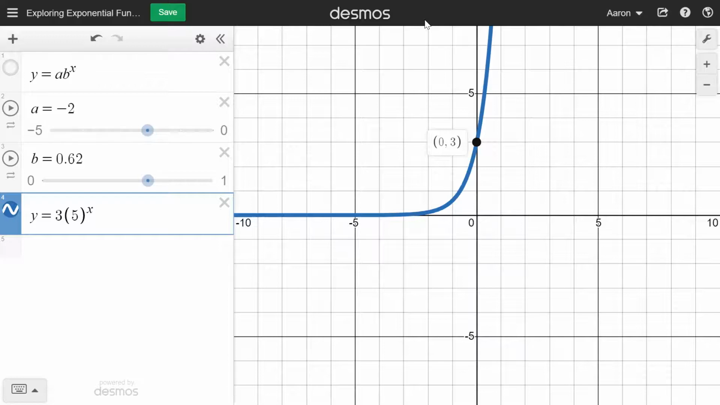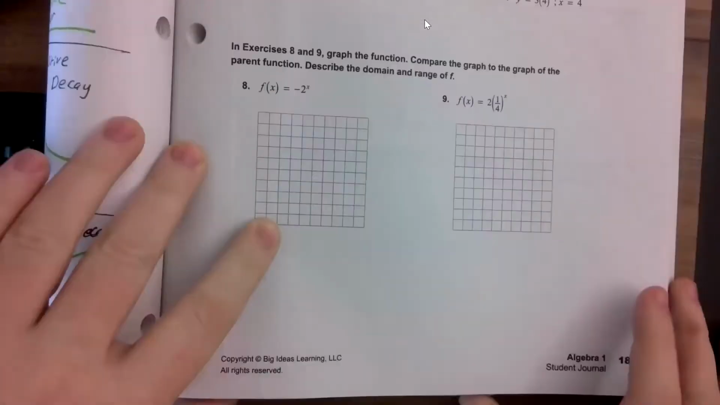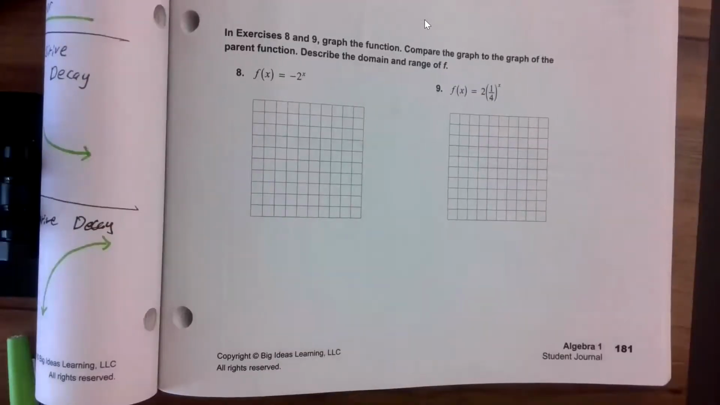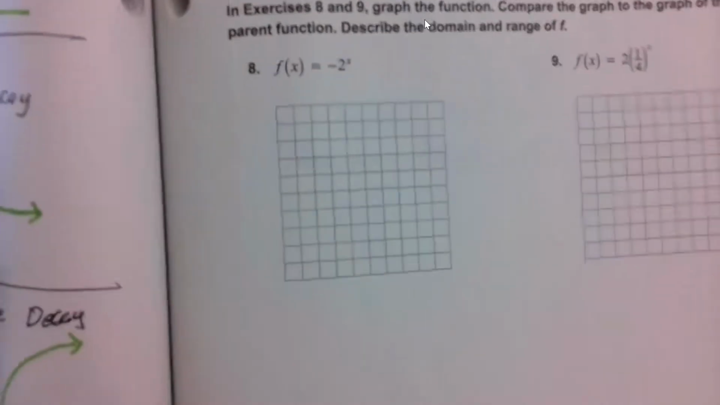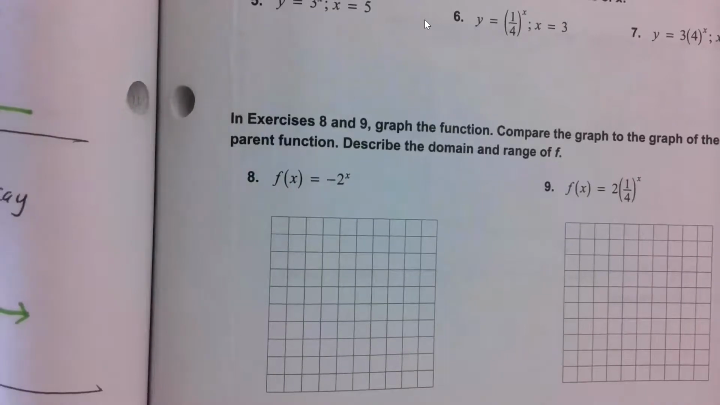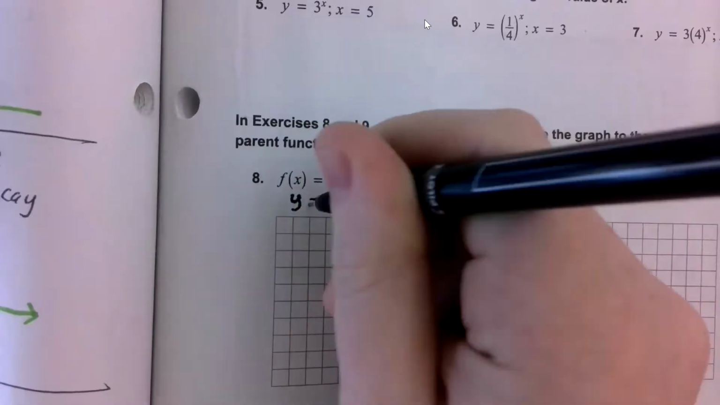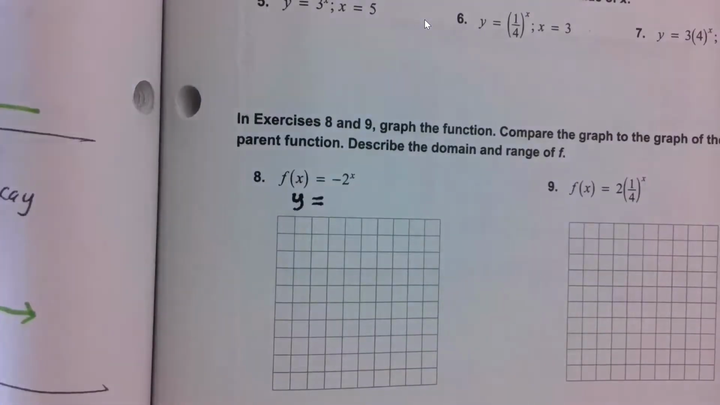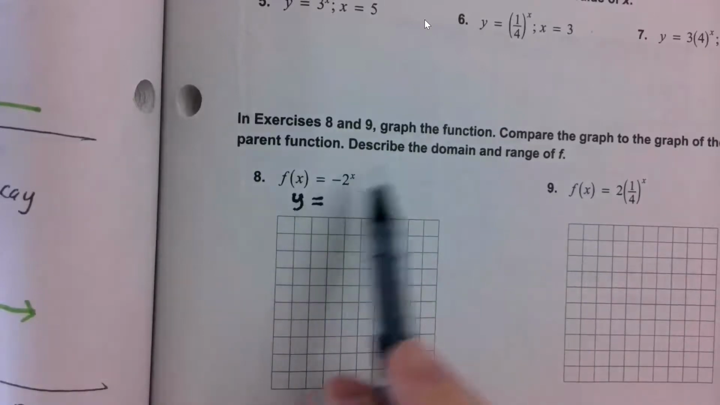Let's turn to page 181 in our notes. At the very bottom of page 181, we have the opportunity to actually graph something. Here on number 8, it gives us f of x equals -2 raised to the x power. Remember that f of x just means y. So this is really saying y equals -2 to the x power. Before we get started, what do you think our value of a is if we have this negative, then 2 to the x power?